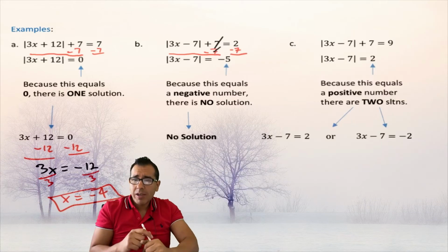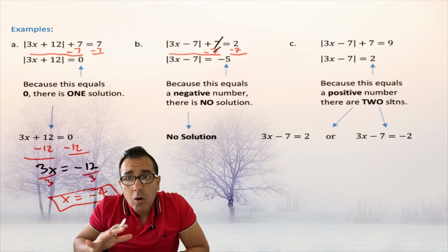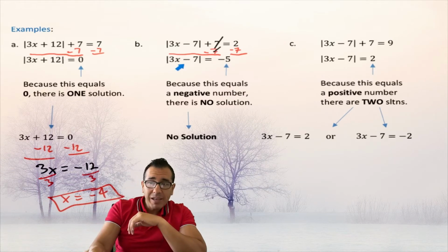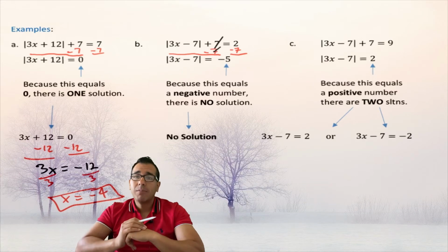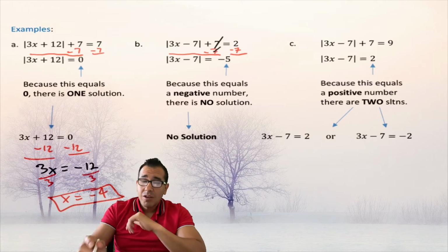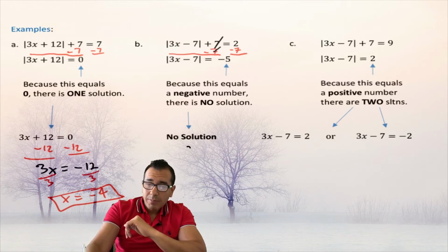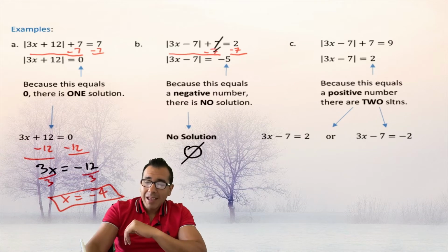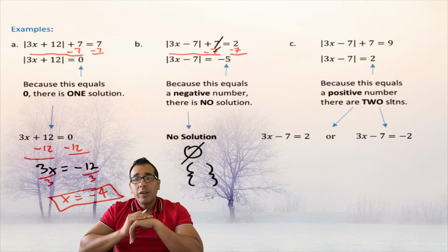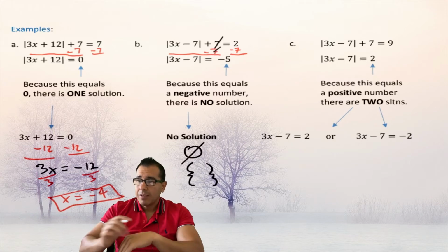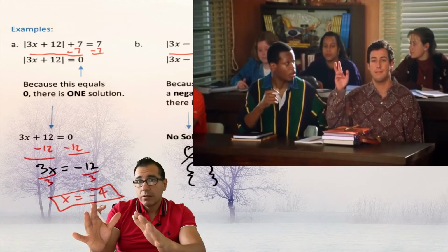No solution for this one, right? Because whatever we plug in here, there's no way that it's ever going to equal a negative number. So that's good news for you, because you're done. There's no solution. You might write it like that, or you might write it as an empty set. Regardless of how you put it, there's no solution. All right, any questions? No.